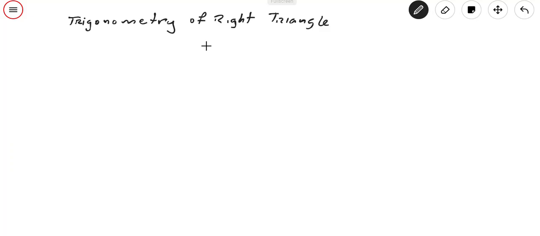Hello students, I want to explain in this video the trigonometry of the right triangle. The first is to define what a right triangle is. So we have a triangle, and this triangle has one angle that is a right angle. A right angle is an angle with 90 degrees. This is what we call a right triangle.